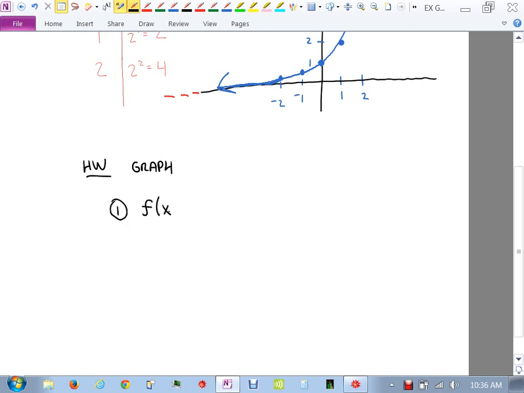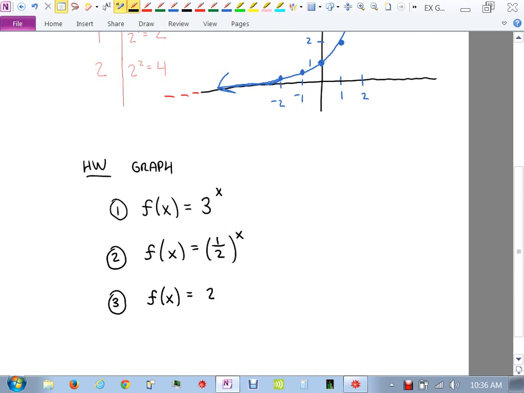Number 1, f of x equals 2 to the x. No, we just did 2 to the x. 3 to the x. Number 2, f of x equals 1/2 to the x. Number 3, f of x equals 2.718 to the x. You're just plugging in points, right? That's it.